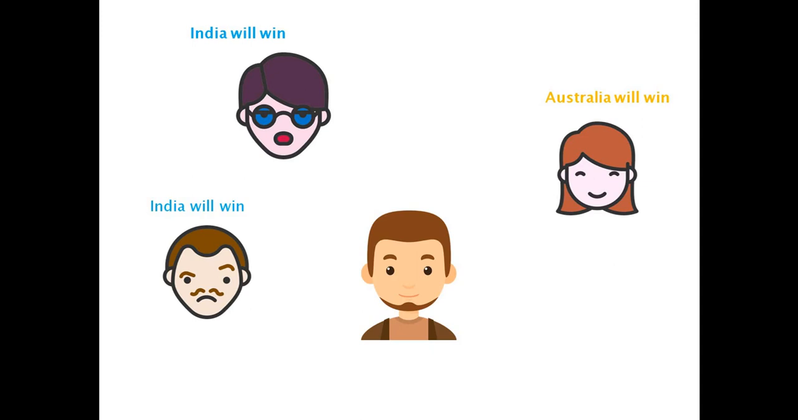So this is how k nearest neighbor is working. If you are considering k equal to 3, that is the number of neighbors, there are 3 opinions here. 2 opinions are the same, that is India is winning, and 1 opinion is different, that is Australia is winning. So that is how k nearest neighbor actually works.